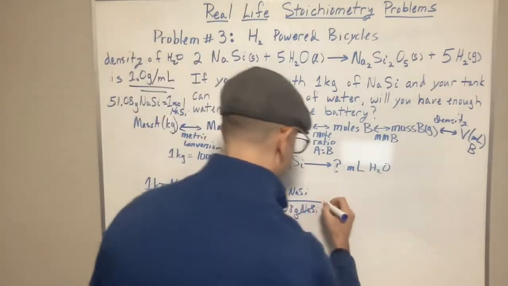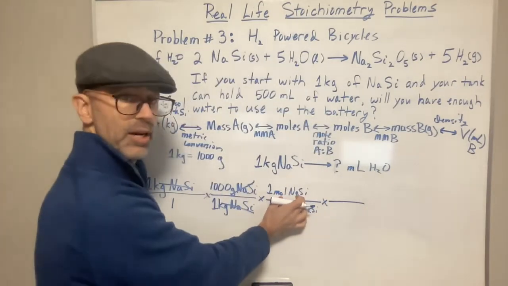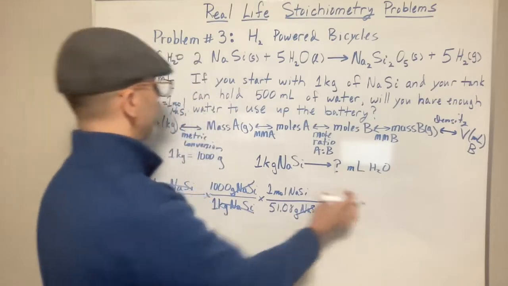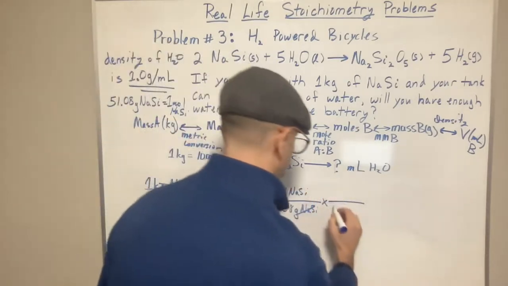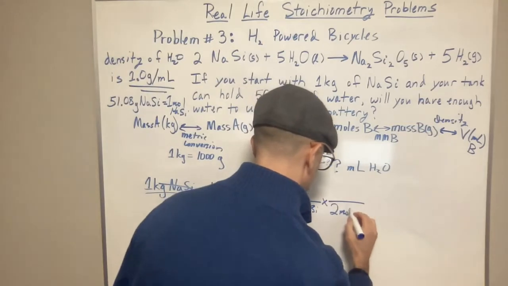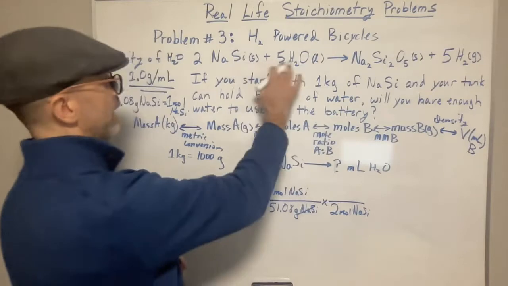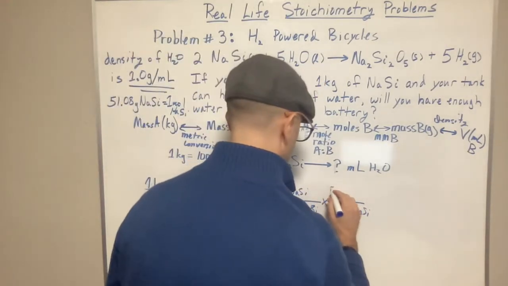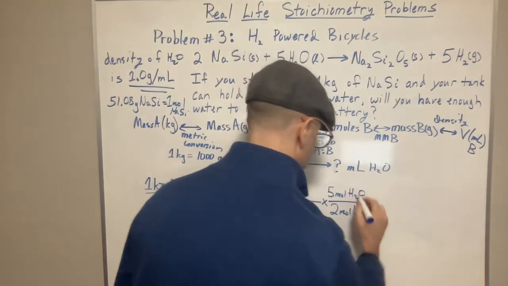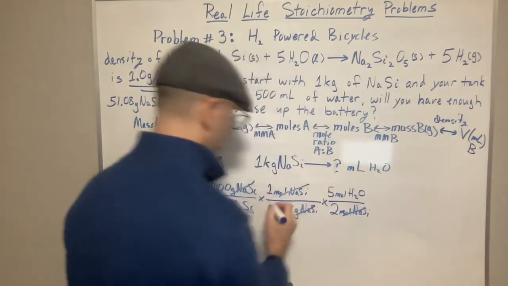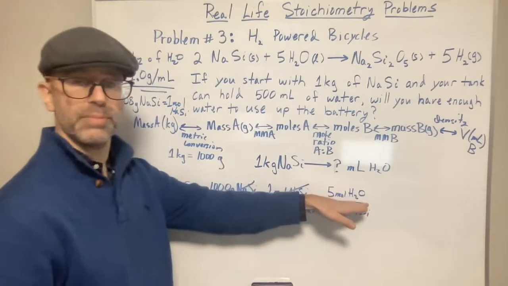Since I have moles of NaSi on the top here, I'm going to put moles of NaSi on the bottom. So I'm going to need 2 moles of NaSi on the bottom and 5 moles of water on top. So moles of NaSi cancel out. Now I have moles of water, which is my B.